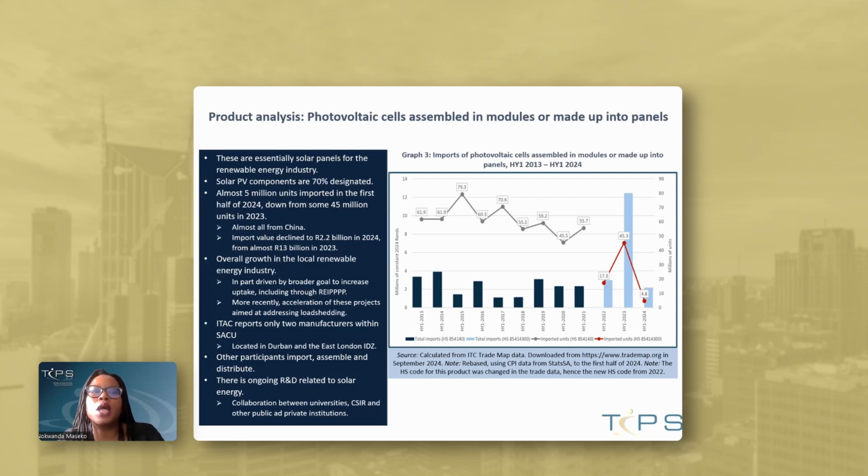In the first half of the year, about 5 million units were imported. That is, however, down from 45 million units in 2023. All of these products are imported from China, and the value essentially tracks the decline in the volumes imported, which falls to around 2.2 billion.